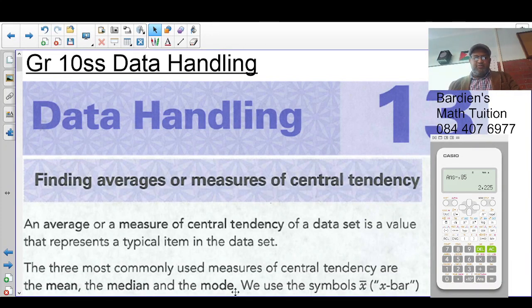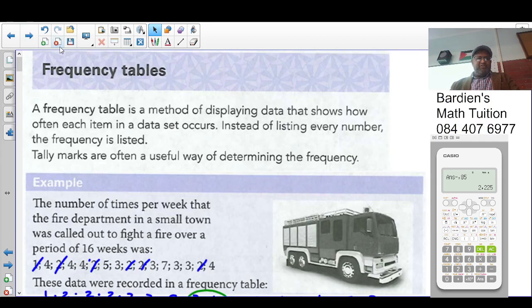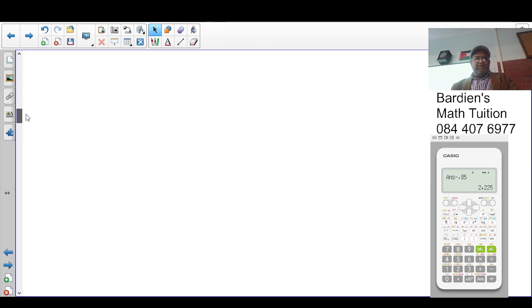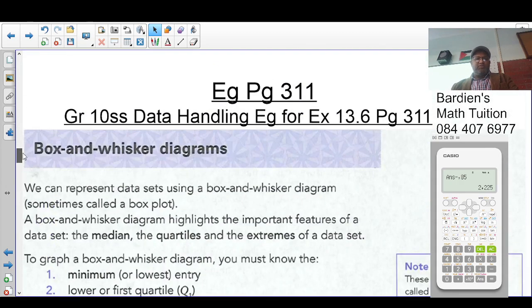Okay, good morning, class. So today we're looking at data handling. In a previous lesson we got to the interquartile range and dividing the data into quarters. Today we're going to look at the box and whisker diagram.